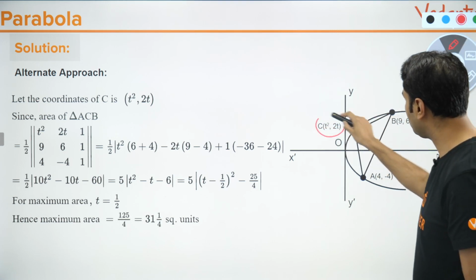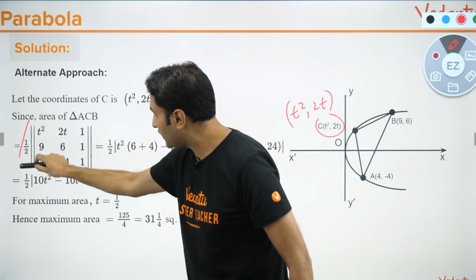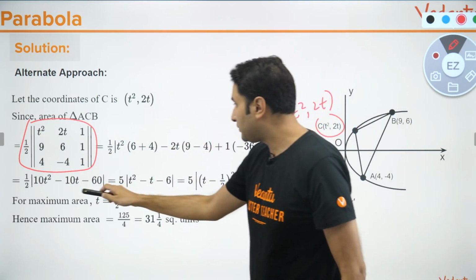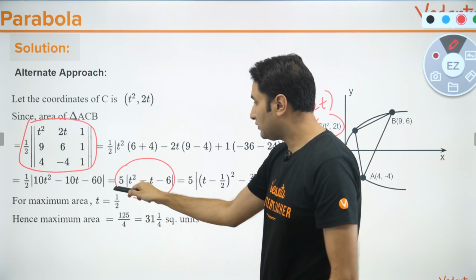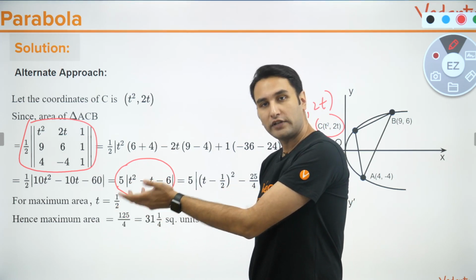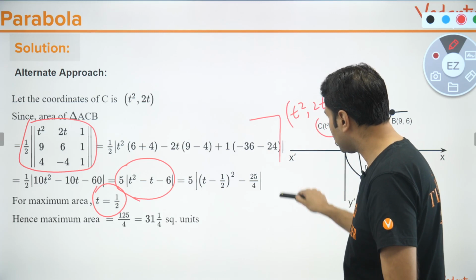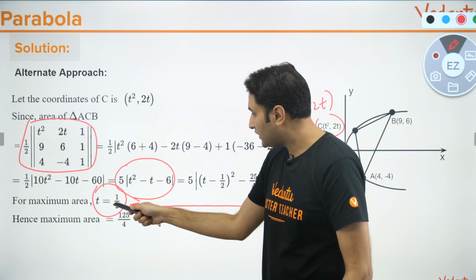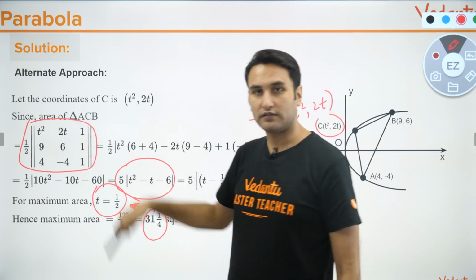You will write the point as t square comma 2t. Then you will write the area formula. After a lot of calculation, it will become equal to this. Then you will maximize it by doing dA by dt equal to 0, and you will get the value of t. t will come out to be half, which we directly found out. So basically all the steps till here is what we did in a single step. When t is equal to half, what will the area be? 31 into 1/4, by putting the value of t equal to half.